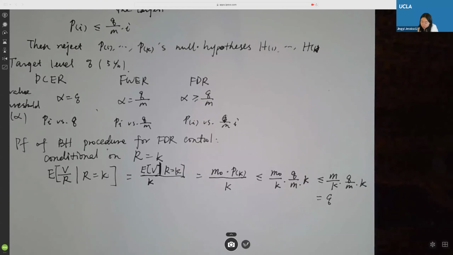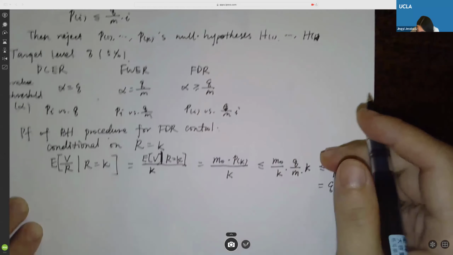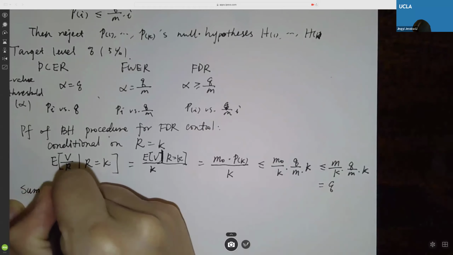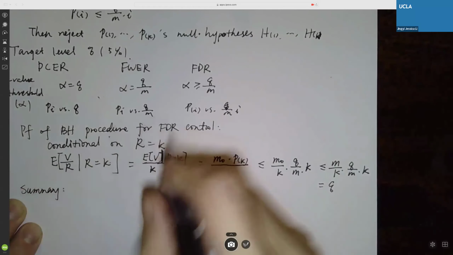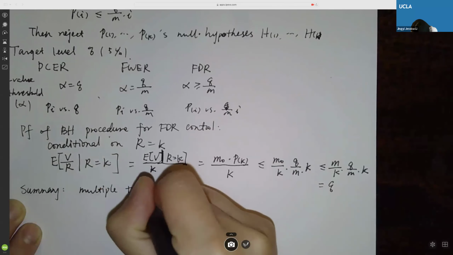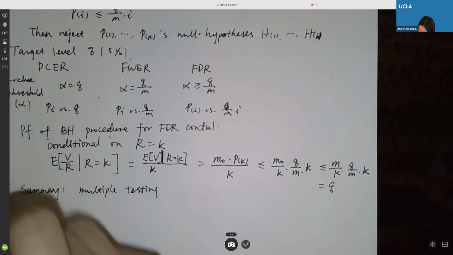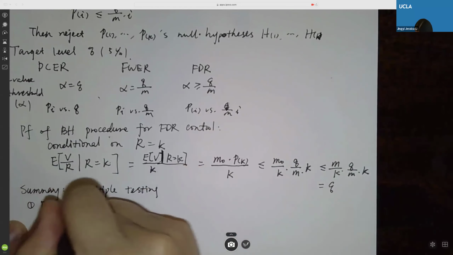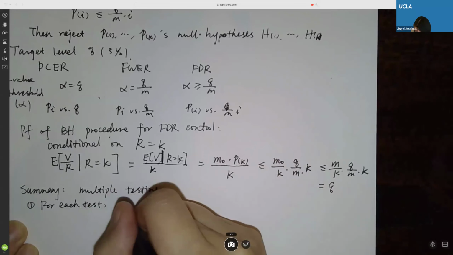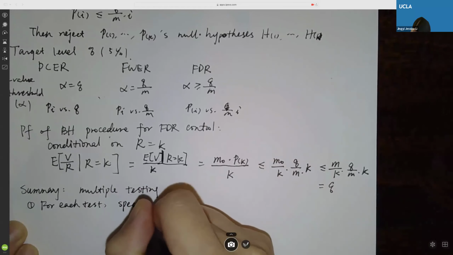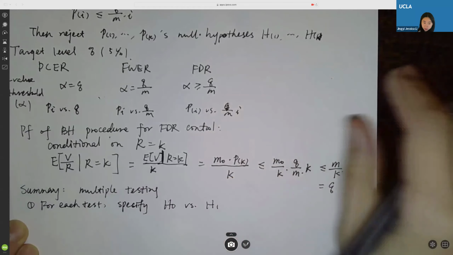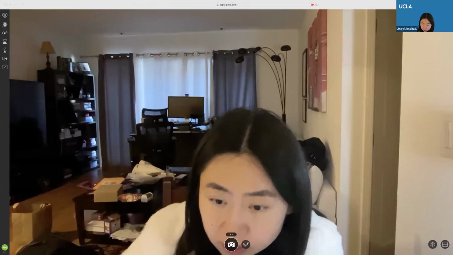So basically for multiple testing, you will need the following. I'll just do a summary. So how to do multiple testing? The first step is, for each test, you need to specify what is the null hypothesis and what is the alternative hypothesis. That's the first thing you need.